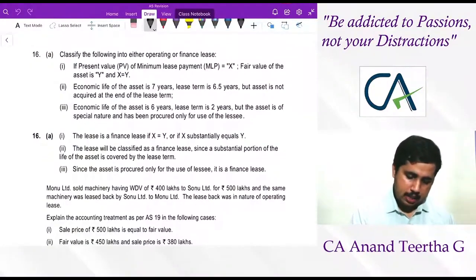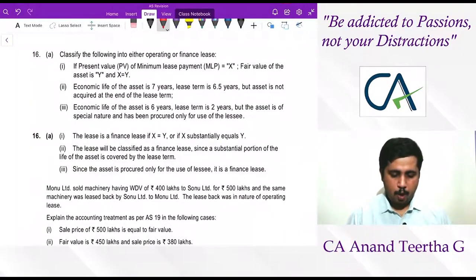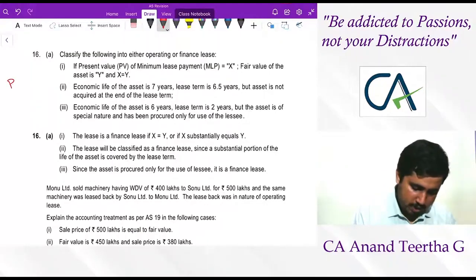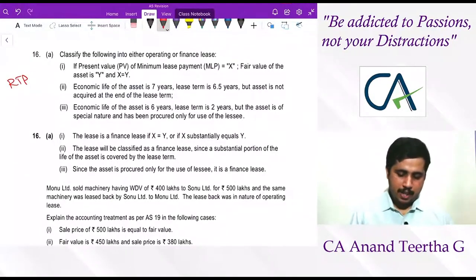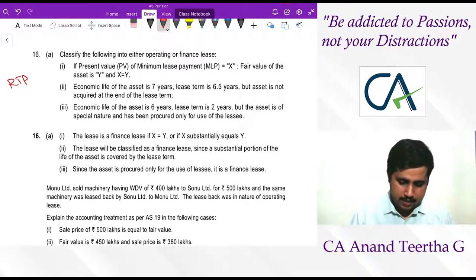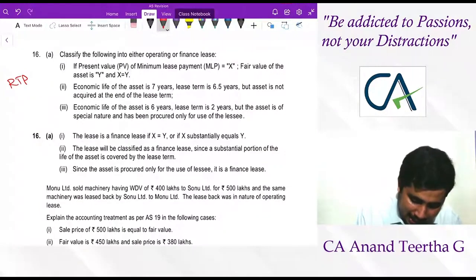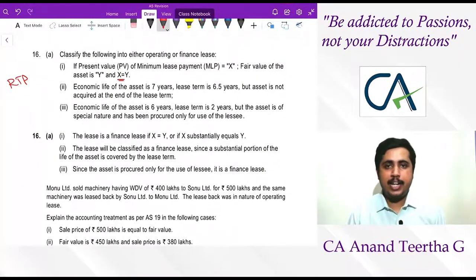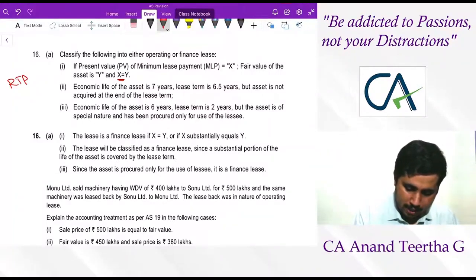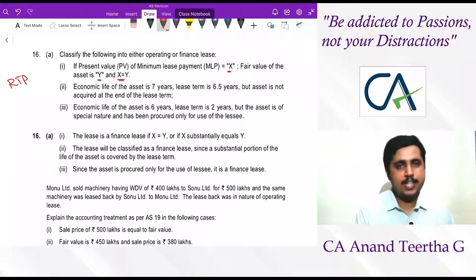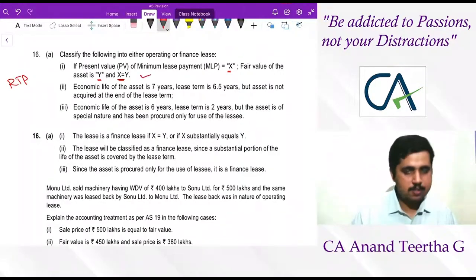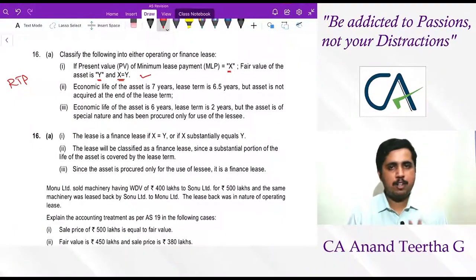First, classify the following into either operating or finance lease. This is your RTP question. If the present value of minimum lease payment is equal to X, the fair value of the asset is Y, and X is equal to Y. Do you remember the indicators? Now indicators will help you over here. What did we write as one of the indicators? Present value of minimum lease payment equal to fair value of the asset is a type of finance lease. So if the present value is X, fair value is Y, and X is equal to Y, it is a finance lease for us. It's a finance lease because it's a part of the indicators.